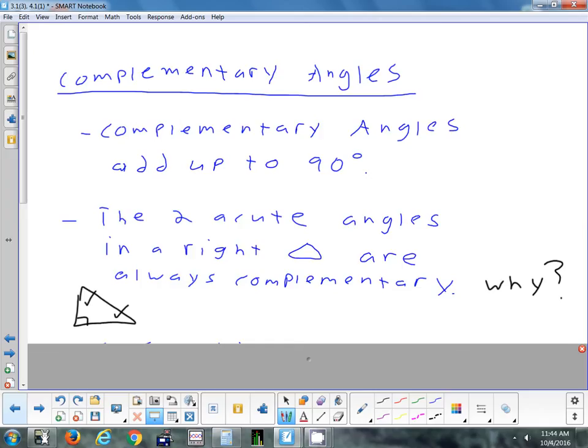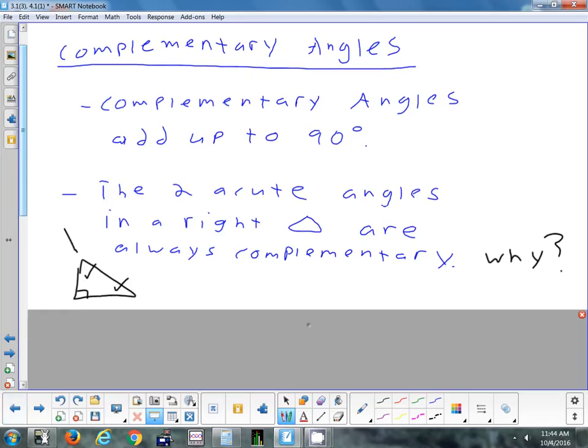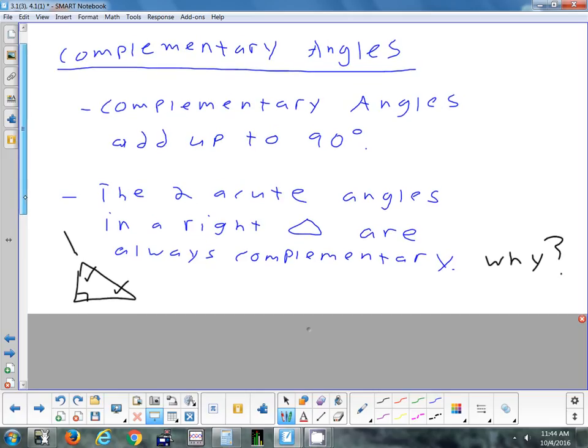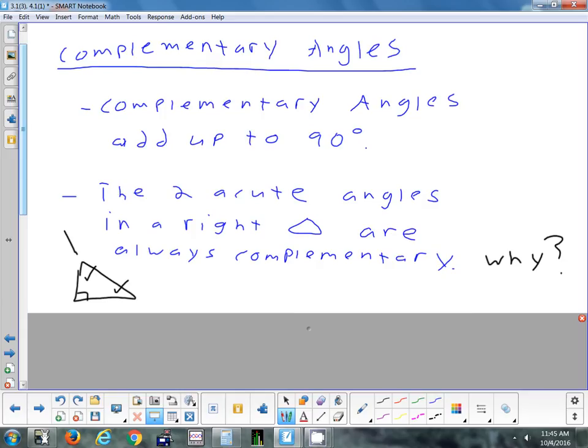Okay, so we've used up 90 degrees here. There's only 180 in a triangle. So 180 minus 90 is 90, which leaves 90 left for the other 2. Does anyone need me to write that out? Okay, so a triangle has 180. You use up 90 for the right angle. You've got 90 left for the other 2. That forces them to be complementary. So that's the idea of complementary angles.